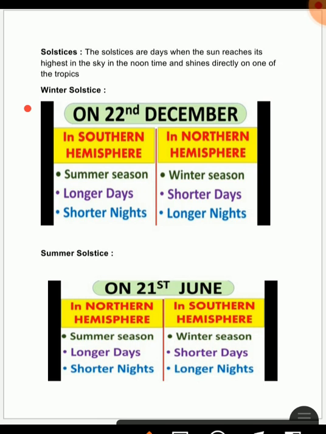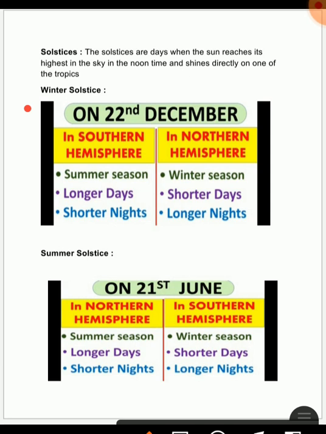At this position the northern hemisphere experiences winter because it gets slanting rays of the sun. Reverse in the case of the southern hemisphere, it experiences summer as it is tilted toward the sun and gets direct rays of the sun. So on 22nd December the northern hemisphere has the shortest day of the year.